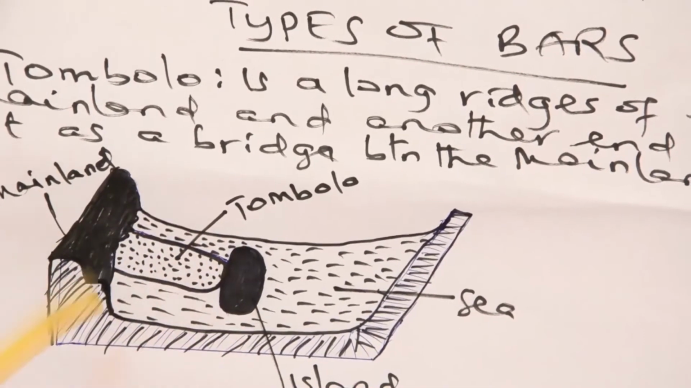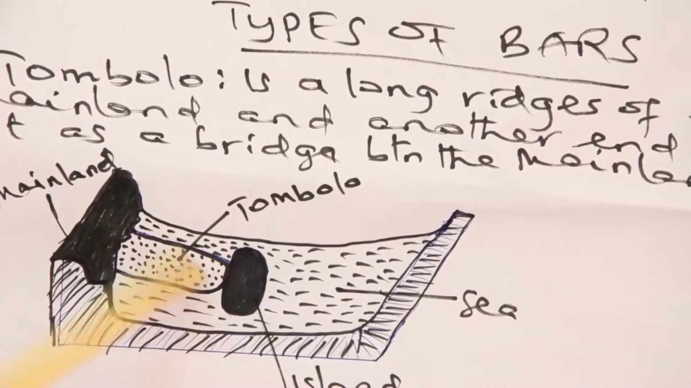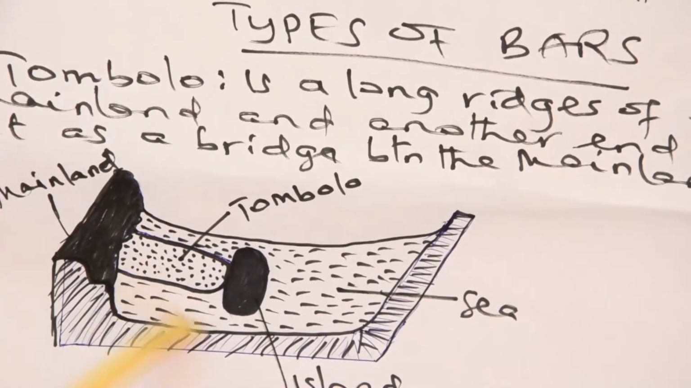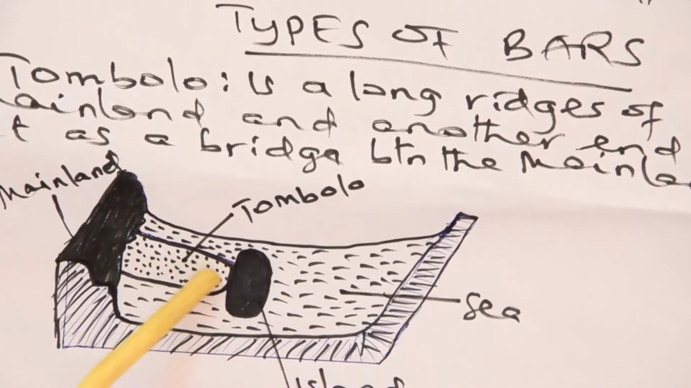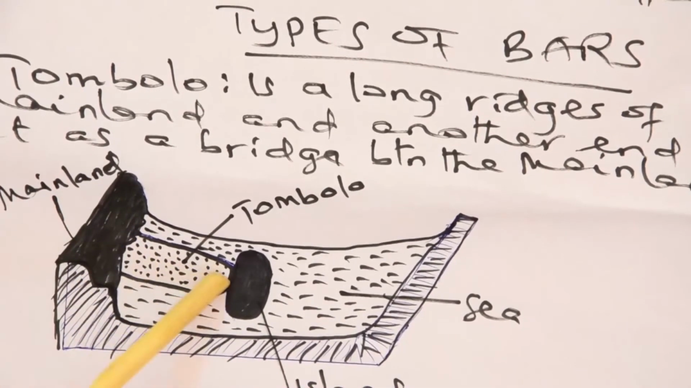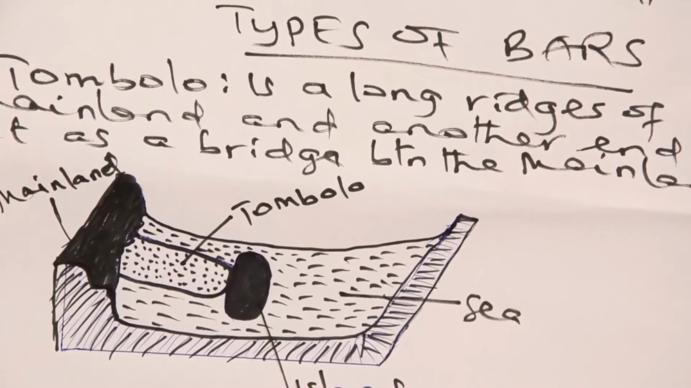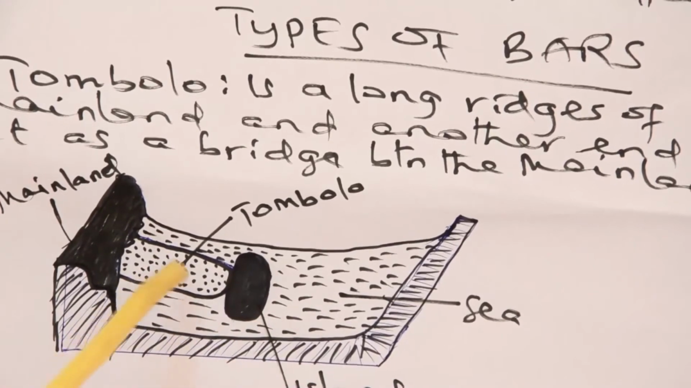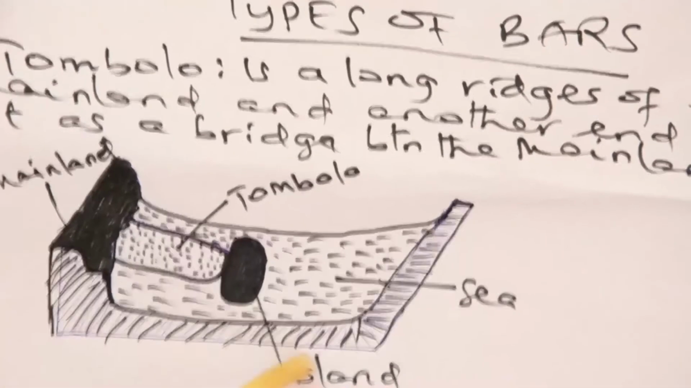Therefore, a person from the island can move to the mainland by water, like maybe boats, or can travel along the deposited materials, like this structure is showing. Therefore, the landmass or deposition feature connecting the mainland to the island is called the tombolo, as shown on these features.